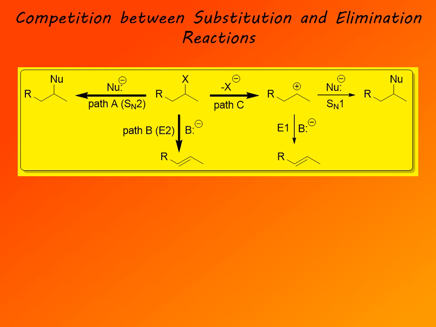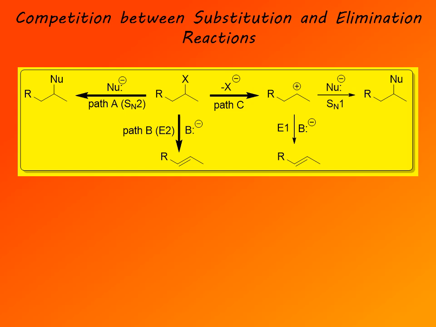Path A is a nucleophilic substitution reaction, the SN2 reaction, where the nucleophile displaces the leaving group in a concerted reaction. Path B is the other bimolecular reaction, which is E2 elimination, so bimolecular elimination, where a base removes a beta proton accompanied by loss of the leaving group to give the corresponding alkene. Path C gives the corresponding carbocation. That one is shown in the middle on the right.